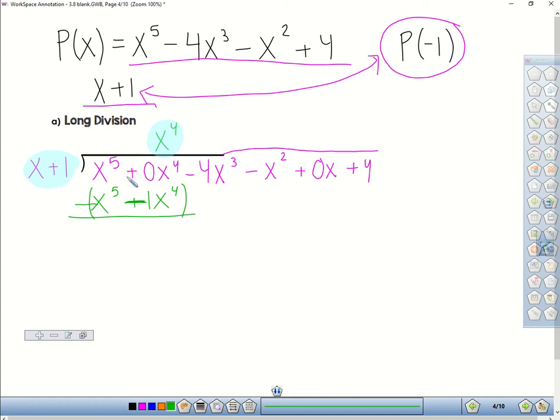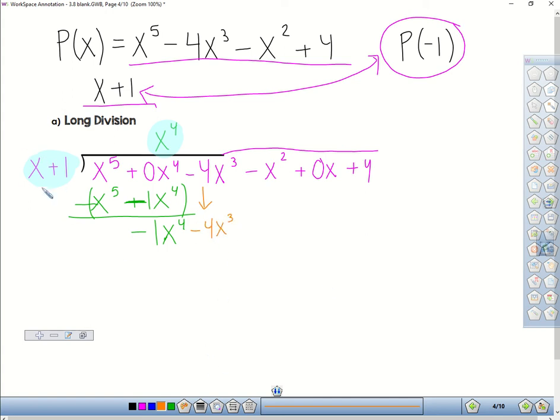So what is x to the 5th minus x to the 5th? 0. So I don't have to write anything here. You can put 0 if you want, but it just cancels each other out. And then what is 0x to the 4th minus x to the 4th? Good, negative 1x to the 4th, because the 0 doesn't do anything. Then we always bring down our next term, like with any other long division problem.